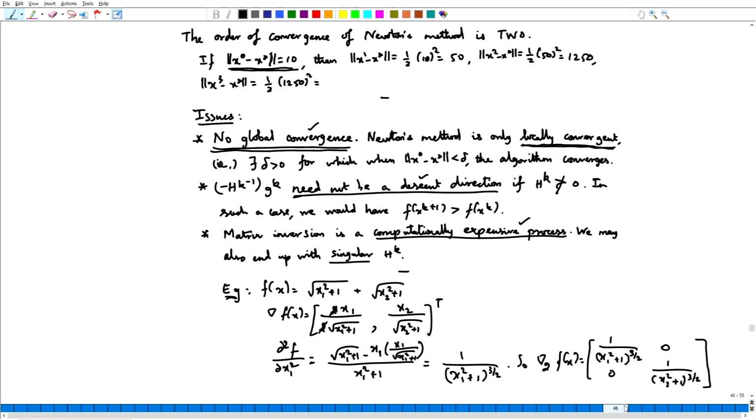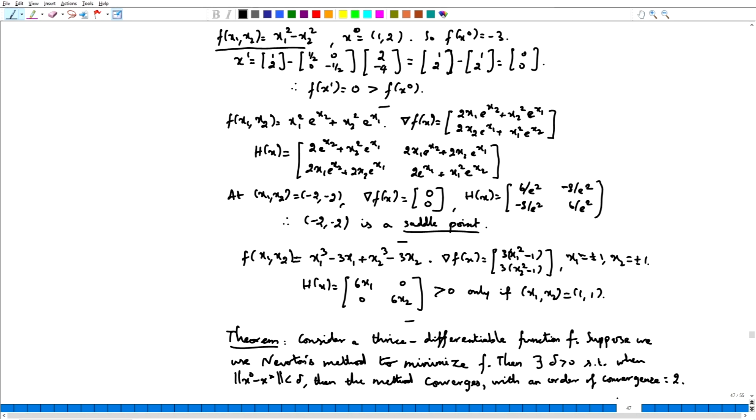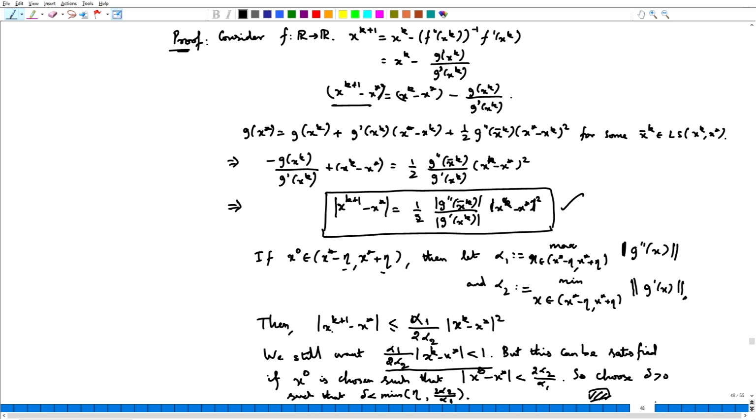But it also suffered from quite a few issues, like no global convergence, and the direction we take need not be a descent direction. Matrix inversion could be a computationally expensive process, or we could end up with singular HK. We saw quite a few examples of that. We also showed that Newton's method is locally convergent and the order of convergence is quadratic. That is the proof.